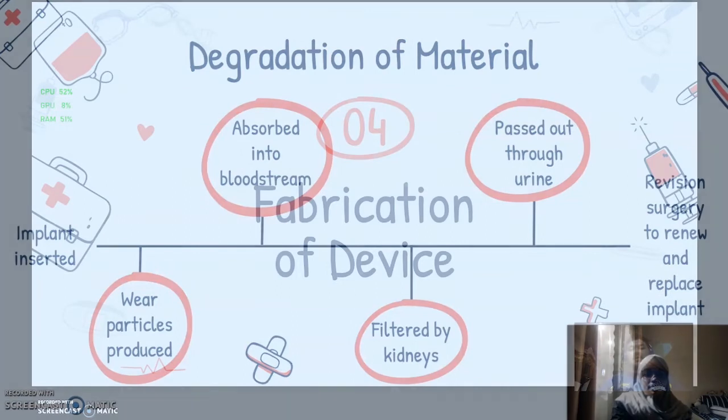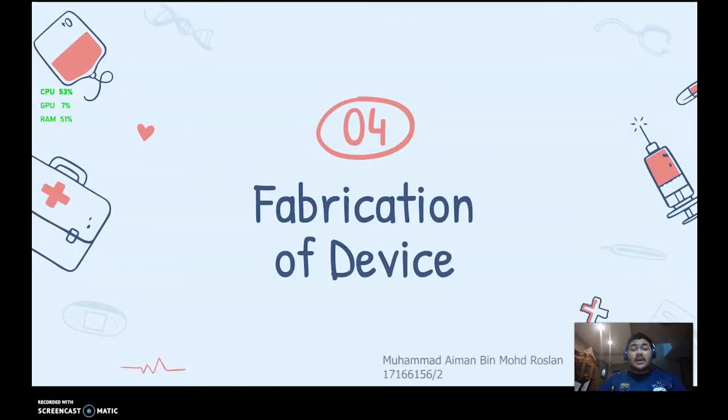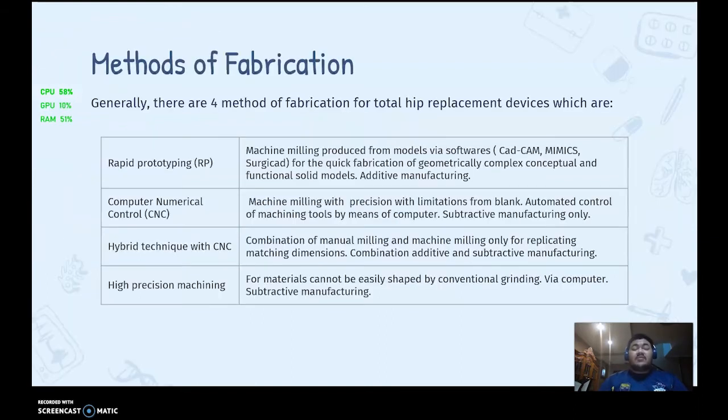Thank you, Miranda. My name is Muhammad Aiman bin Muhammad Ruslan, matrix number 17166-156. Now I will proceed with the methods of fabrication and the first part of material characterization. Now, for the methods of fabrication for total hip replacement devices, there are 4 common methods.